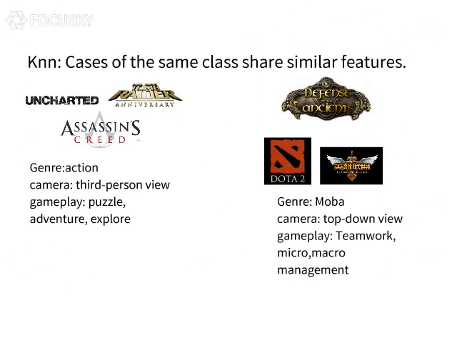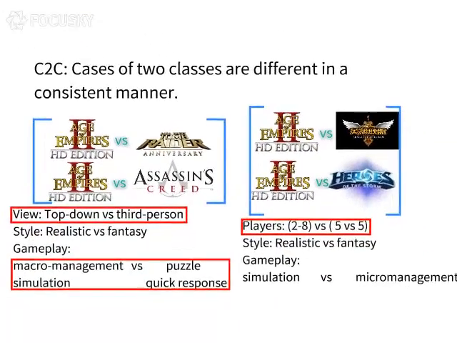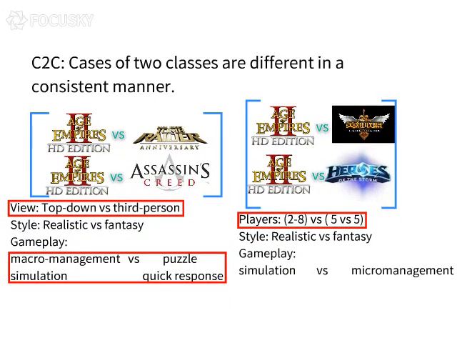Normal k-nearest neighbor is based on the assumption that cases of the same class share similar features. C2C weighting is based on a different assumption. It says that cases of two classes are different in a consistent manner. For example, the difference between Age of Empires and action games is in their view, style, and gameplay.